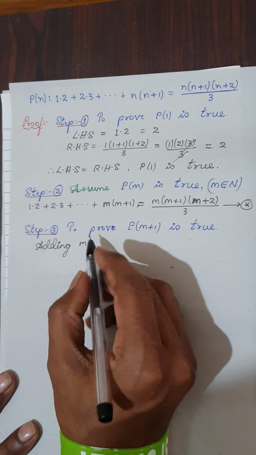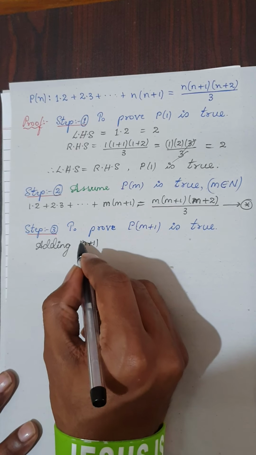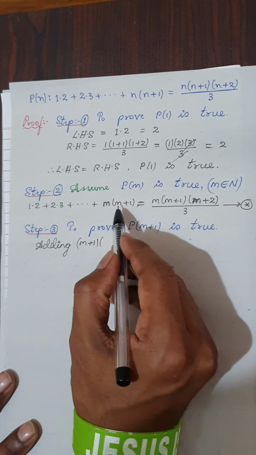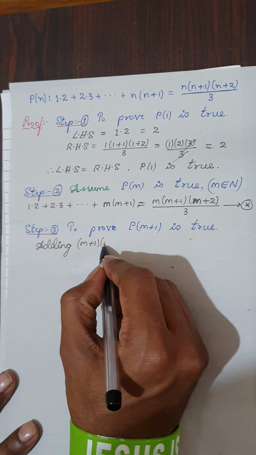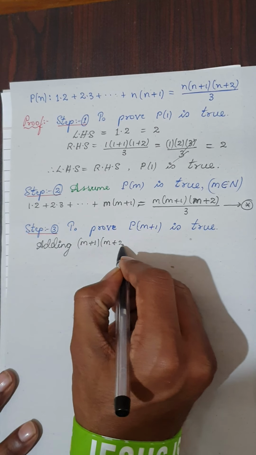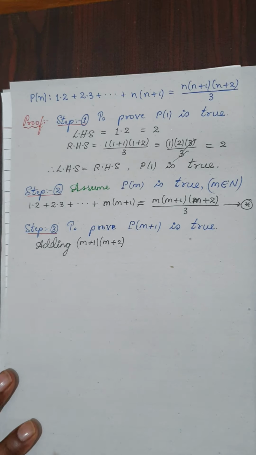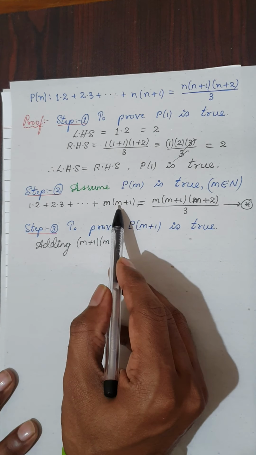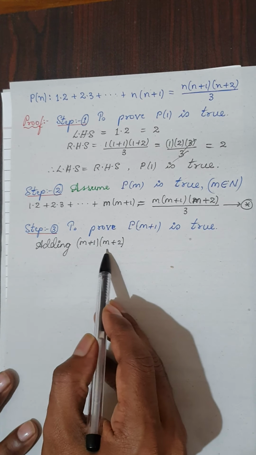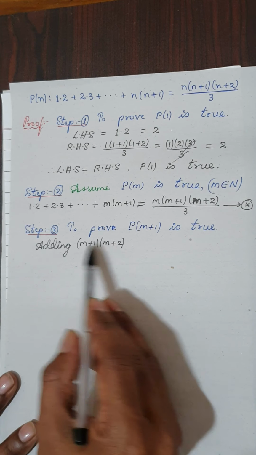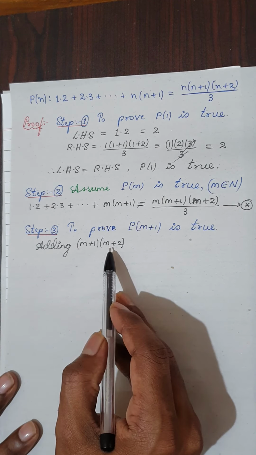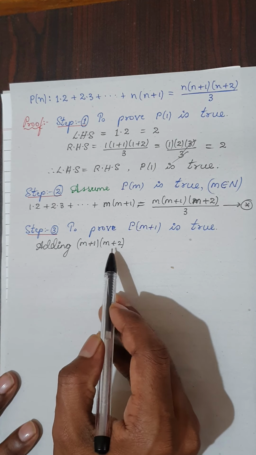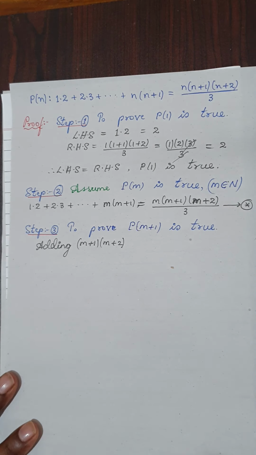If I put m is equal to m plus 1, the first term would be m plus 1 into, here if you put m is equal to m plus 1, I have another plus 1, so I will get m plus 2. Is it clear? So the next term of this sequence would be m plus 1 into m plus 2. The idea behind adding is nothing but adding the next term of the given sequence. So we add m plus 1 into m plus 2 on both sides of equation star.